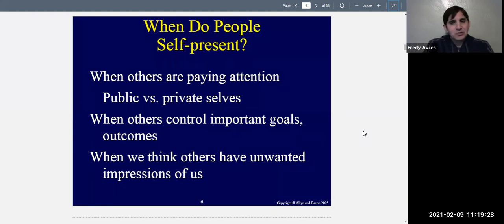When we think others have unwanted impressions of us, sometimes people think certain things about us that are not so good. Somebody may think maybe that you're a cheat or something like that, you're awful, right? That you cheat on people and you're not honest, that kind of stuff, right? So you want to correct those impressions. So you present yourself in a certain way, right?